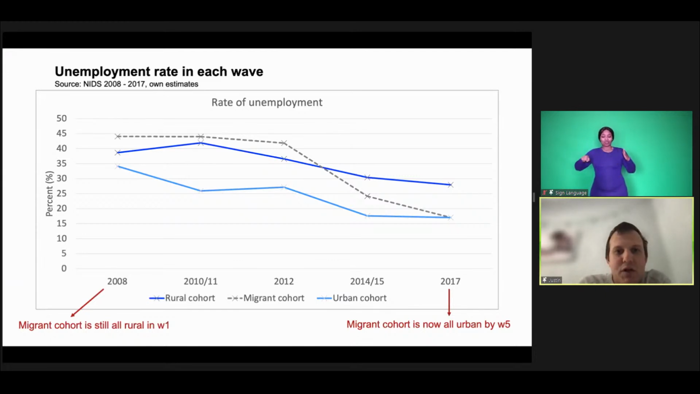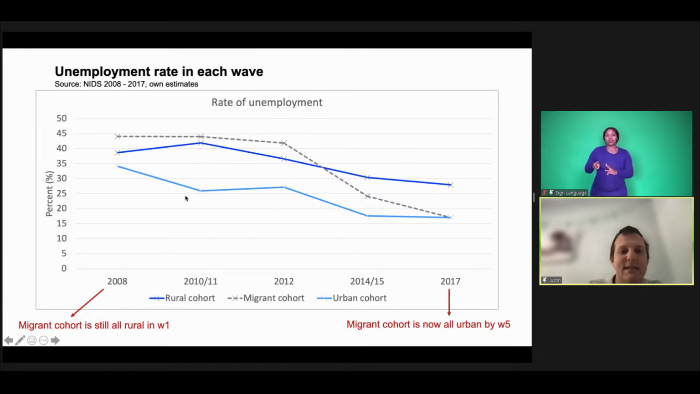So these are just basic descriptives, and to help you understand how it works, this blue line over here for the rural cohort, people are rural in every wave. This lighter blue for the urban cohort, people are urban in every wave. But for the migration cohort, in this first wave, 2008, everyone is rural. But by the time we reached 2017, everyone in the migration cohort would have been urban. So you would see this effect of moving from a rural to urban area in its entirety only by the end of the period, which is in wave 5.